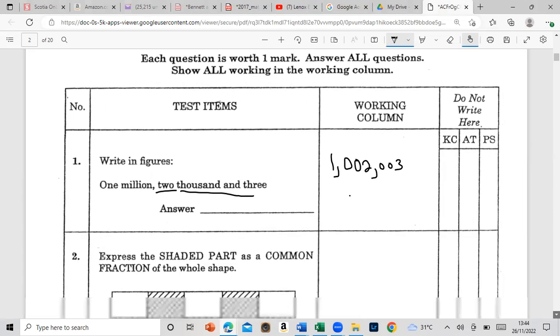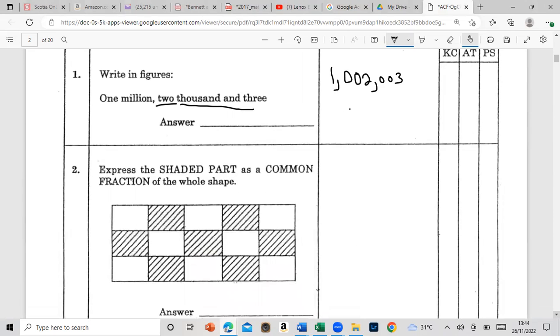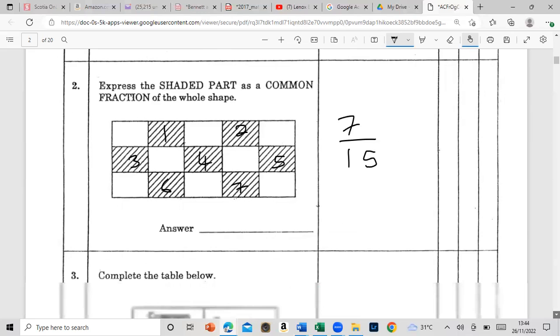So let's move on to number 2. It says express the shaded part as a common fraction of the whole shape. So let us count how many parts are there that is shaded. So we have 1, 2, 3, 4, 5, 6, 7. So that's 7 over the total. Let's see how many are there in all. 1, 2, 3, 4, 5. So that's 15. So it's 7 out of 15. Cannot be reduced, so we'll leave it as it is.